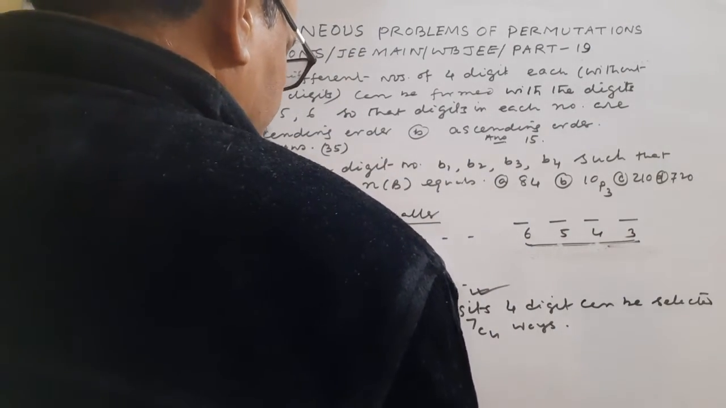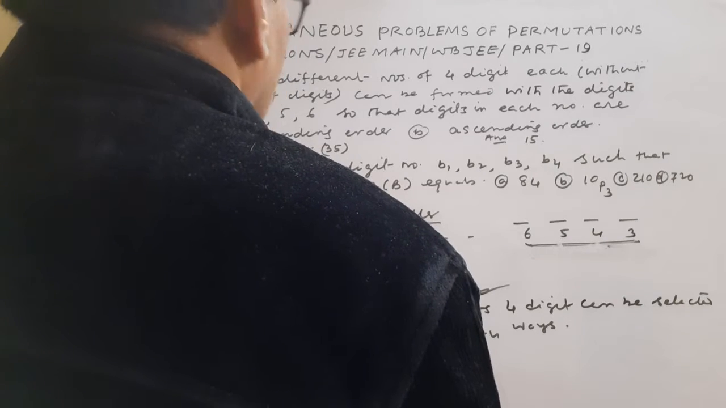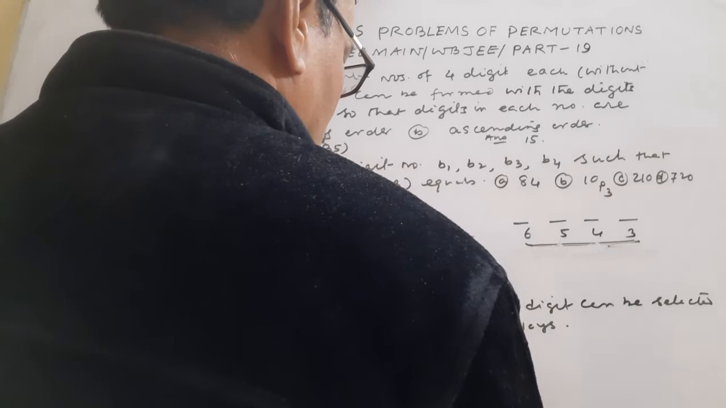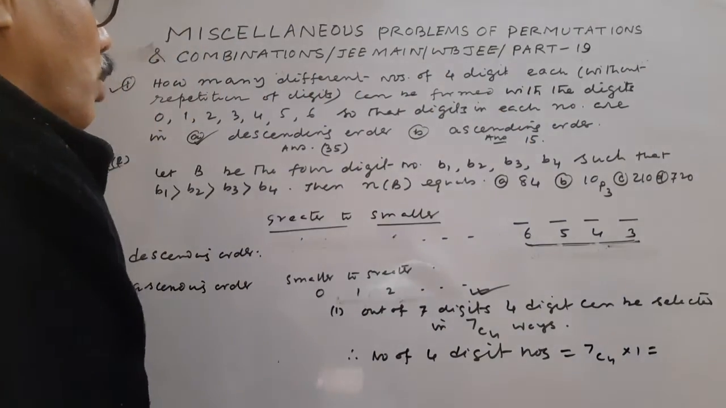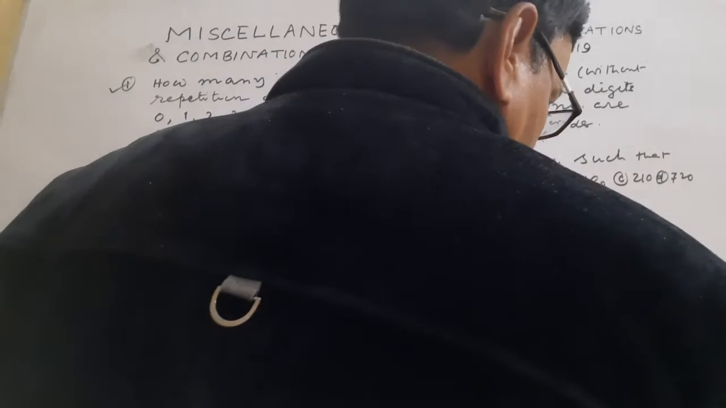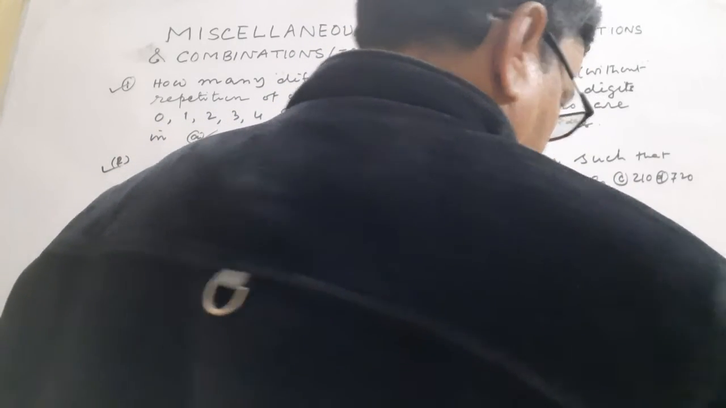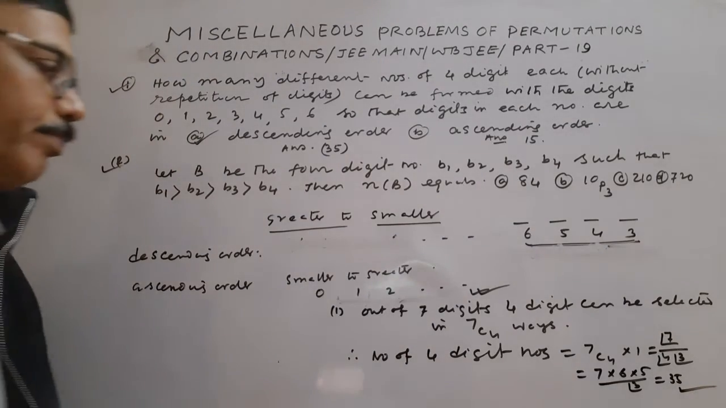Therefore the number of 4-digit numbers in descending order equals 7C4 into 1. 7C4 is factorial 7 over factorial 4 factorial 3, so 7 into 6 into 5 by factorial 3 equals 35. So this is for case 1.